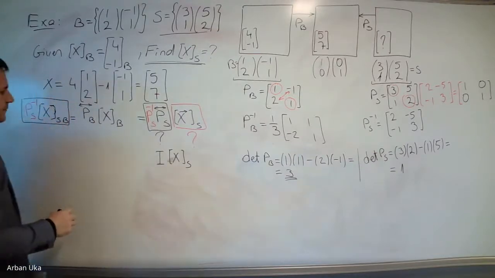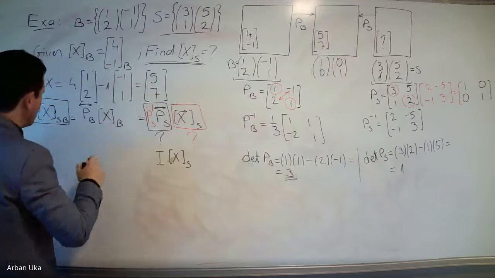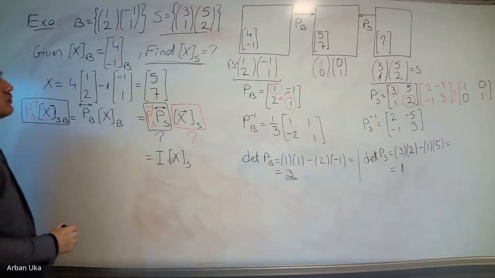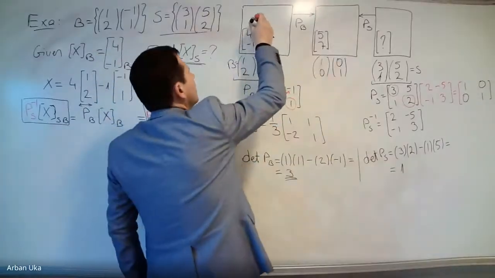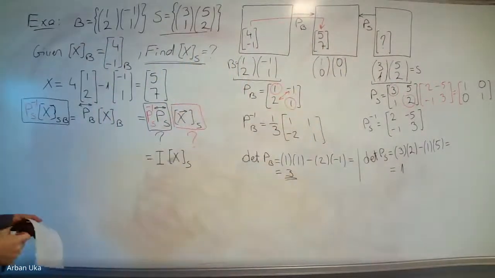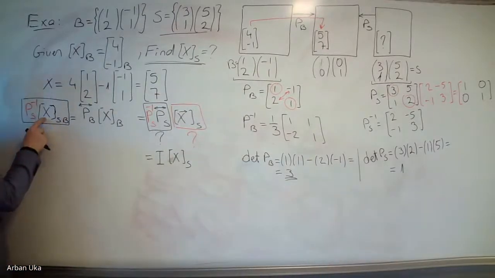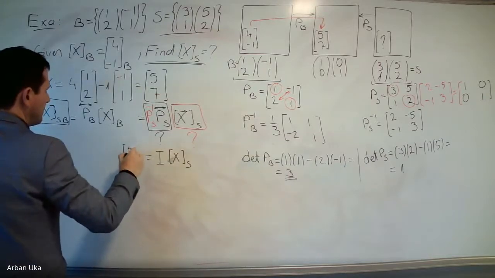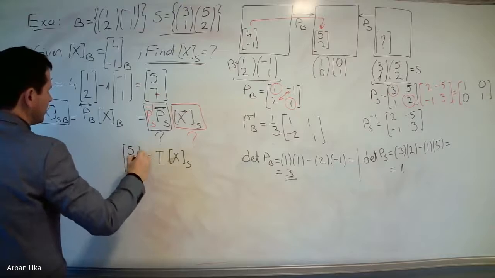And then, on this other side, if we have a look at this expression, what is X in the standard basis? What did we find? 1, 0. No. X in the standard basis, it is 5, 7. I'm not asking about the basis. I'm asking about this x here. So this is 5, 7.